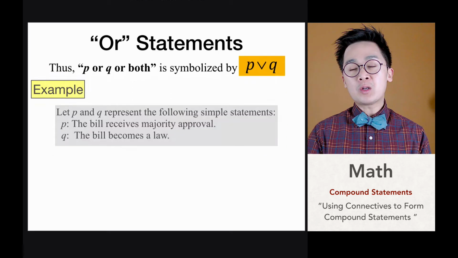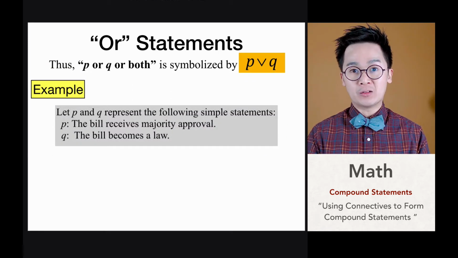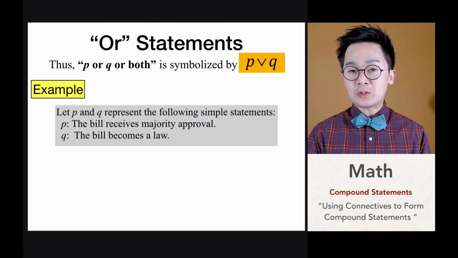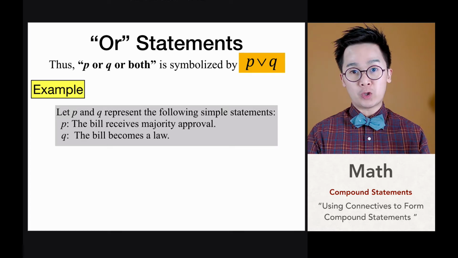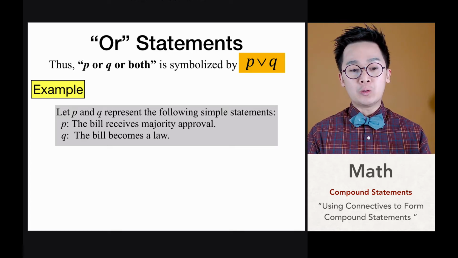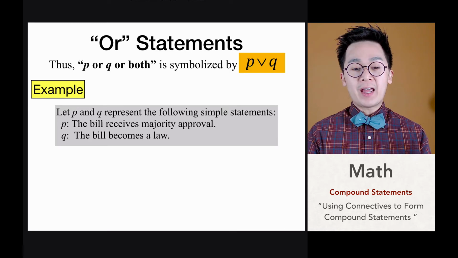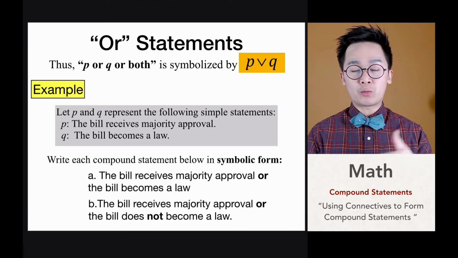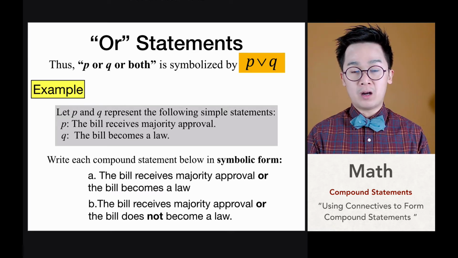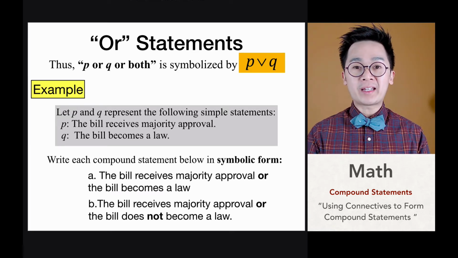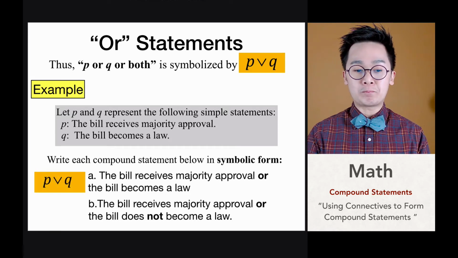Now, how are we going to use the connectives to create a compound statement? We have two new statements. The first statement, P, is: the bill receives majority approval, and statement Q is: the bill becomes a law. For the first one, we have: the bill receives majority approval or the bill becomes a law. We can transform this into P or Q using the symbol for the OR operation.